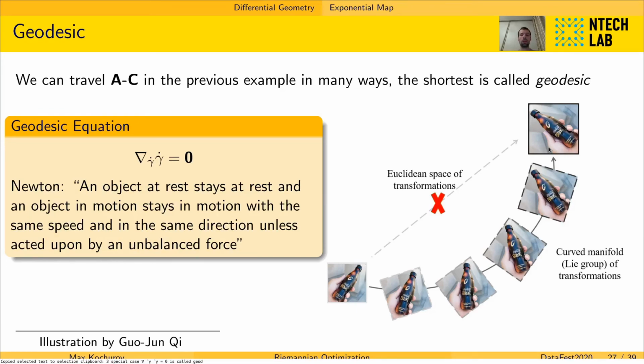So in previous example with sphere, we could travel along the sphere from point A to point C in many ways, but the path along the equator was the shortest, and it's called geodesic path. And the geodesic equation can be understood as follows. Newton said, an object at rest stays at rest, and an object in motion stays in motion with the same speed and in the same direction unless acted upon an unbalanced force.